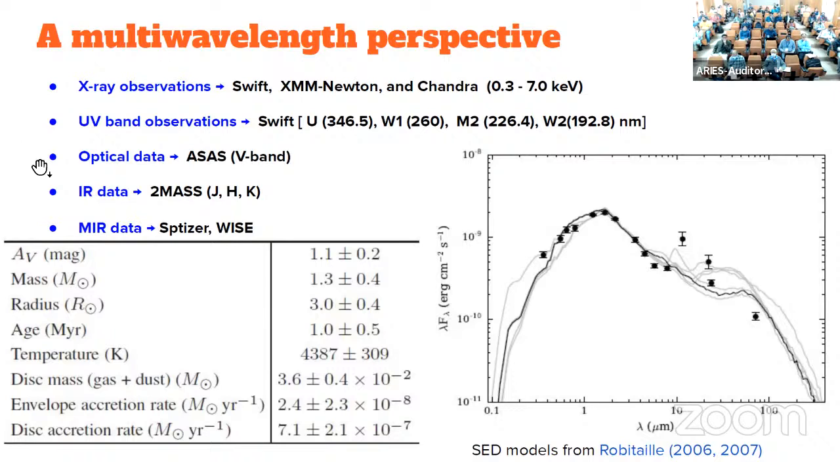For that, in 2012, we observed this using the Swift. Then the Swift data was supplemented by two archival datasets from XMM-Newton and Chandra. The Swift data was simultaneous in the X-ray as well as in the UV bands. These are the UV bands.